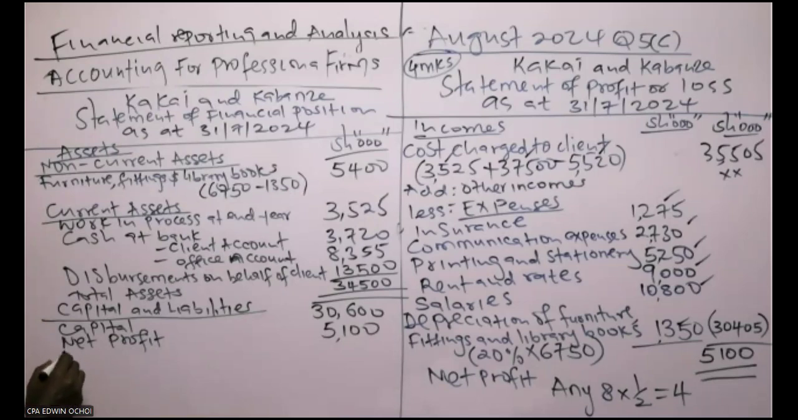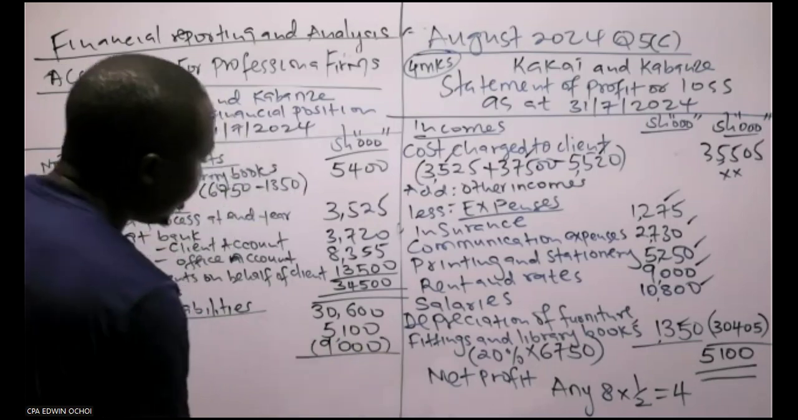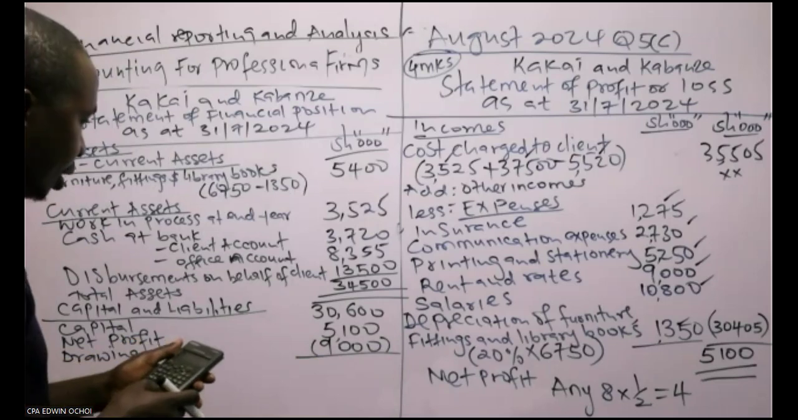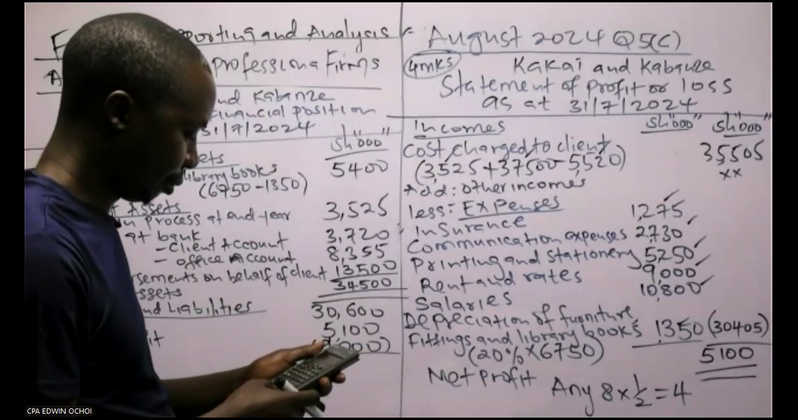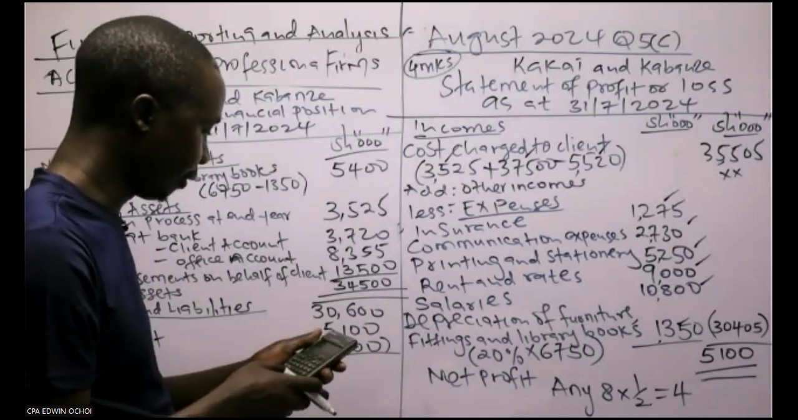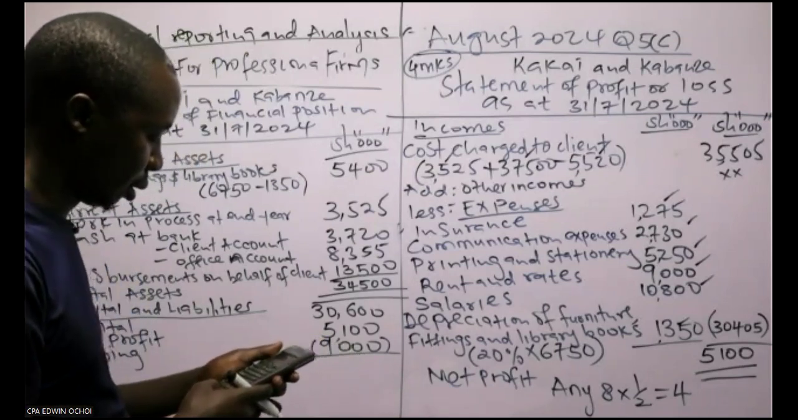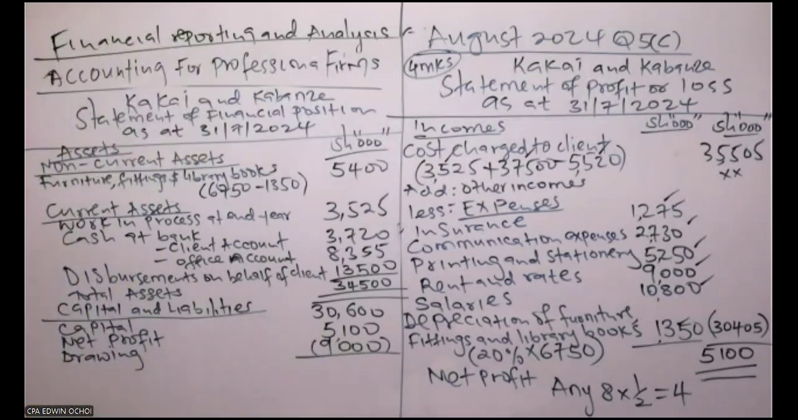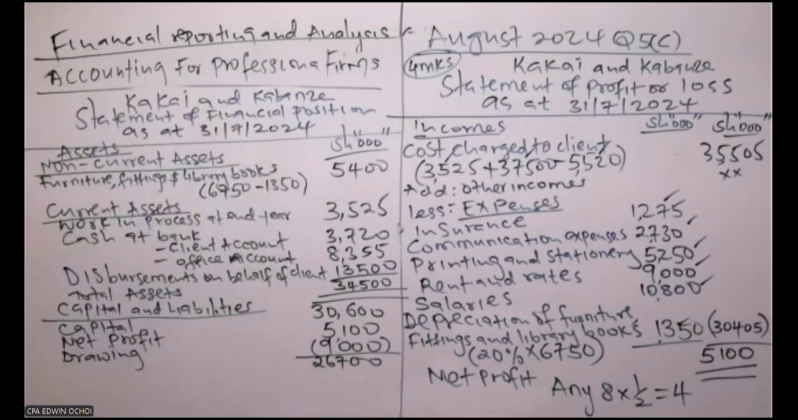Then there's drawings. Walichukua some money. They did some drawings of 9,000. That is 9 million. They have to sustain themselves. They have to do some drawings. Maybe they are also paying some people. They are paying the staff. So up to this point, we have 26,700. Is there a non-current liability?